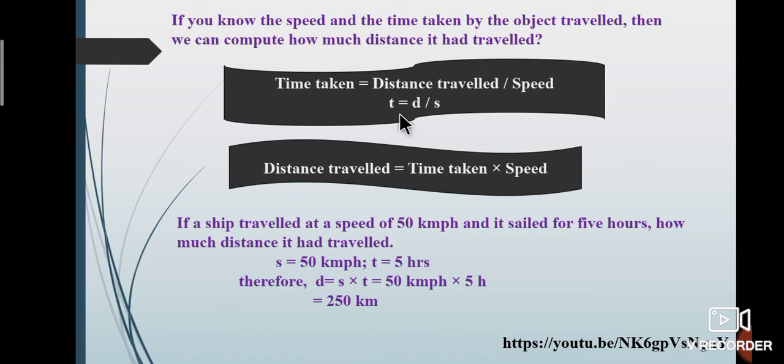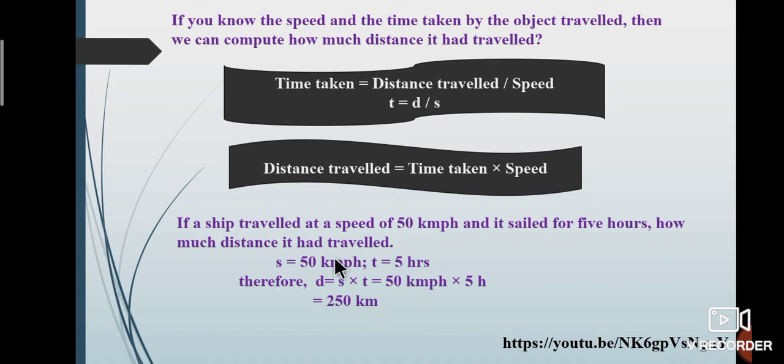Like that, distance traveled is equal to speed into time taken. For example, if a ship traveled at a speed of 50 km per hour and it sailed for 5 hours, how much distance had it traveled? So we want to find the distance traveled now. Speed multiplied by the time taken.